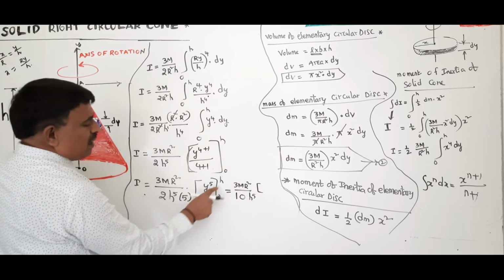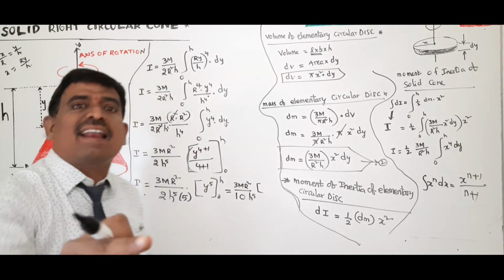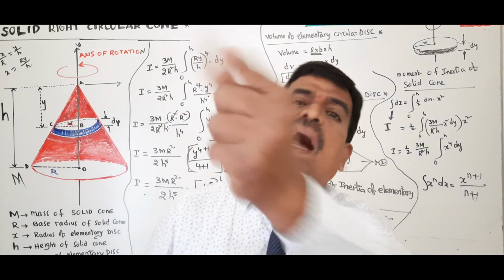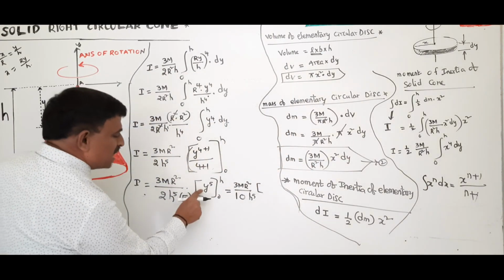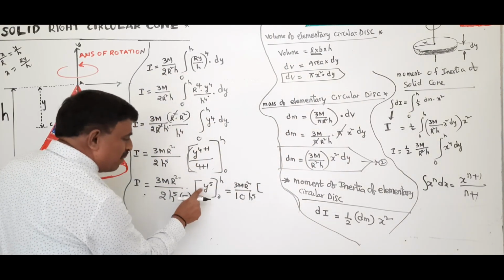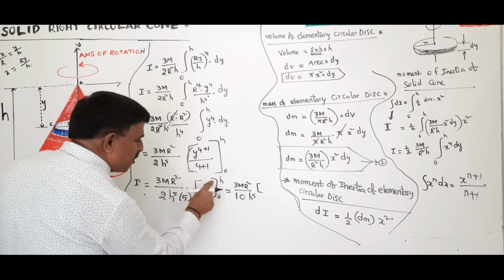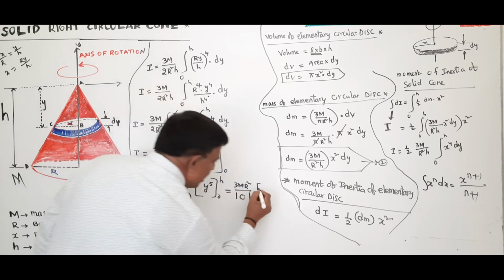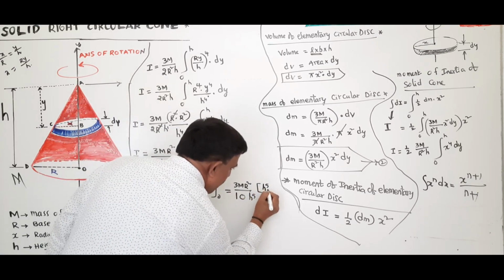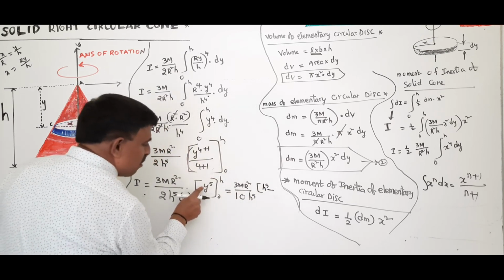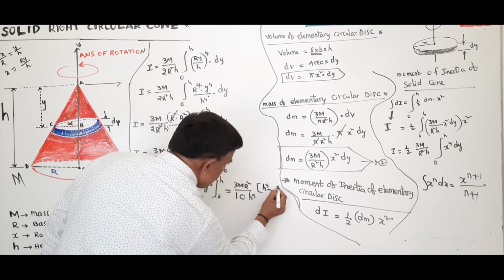Now, there are two limits. Whenever there are two limits, upper limit minus lower limit. In the place of y, you write the upper limit. Y means h. Y power 5, y means h, h to the power of 5, upper limit, minus, in the place of y you write 0, 0 to the power of 5.